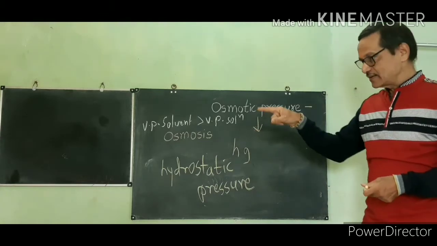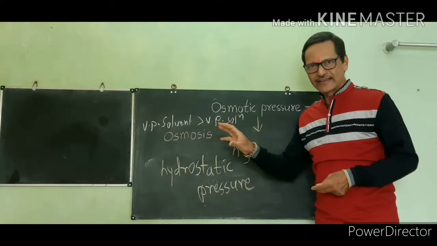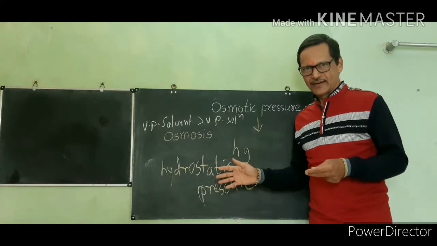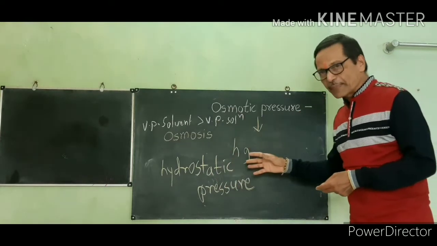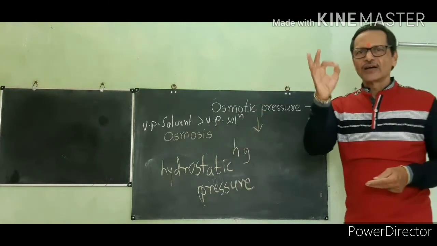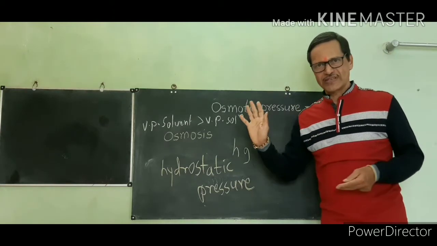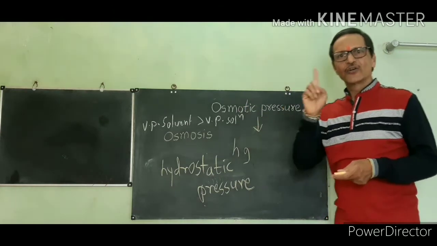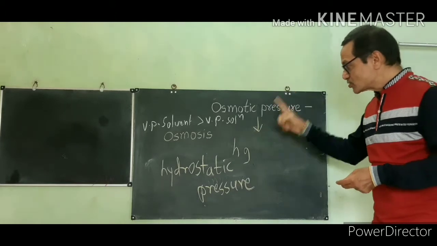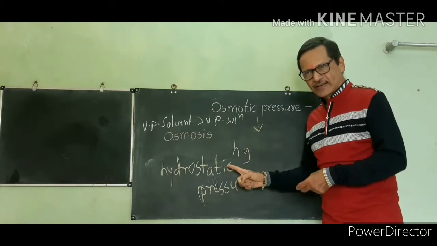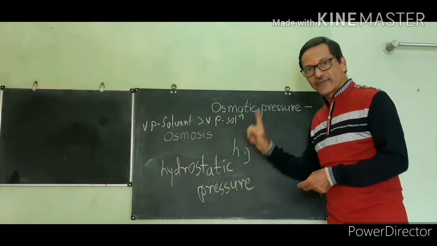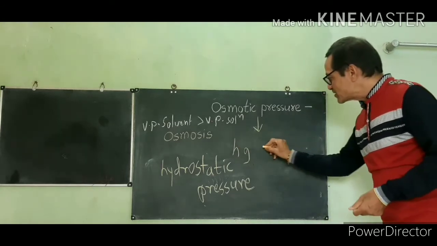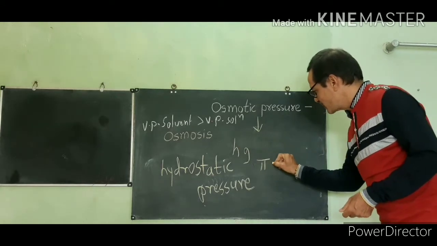This is that, in the diagram it is clearly understandable. So osmotic pressure is the pressure, the hydrostatic pressure, which stops the osmosis, and it is called osmotic pressure. So osmotic pressure is denoted as pi.